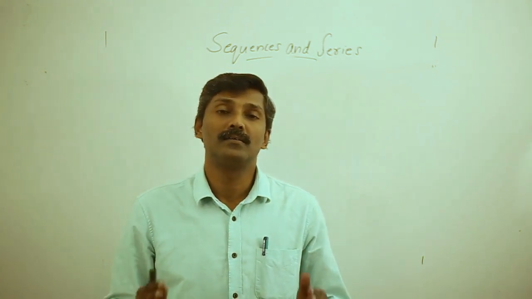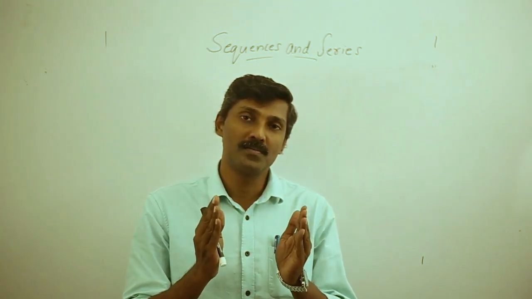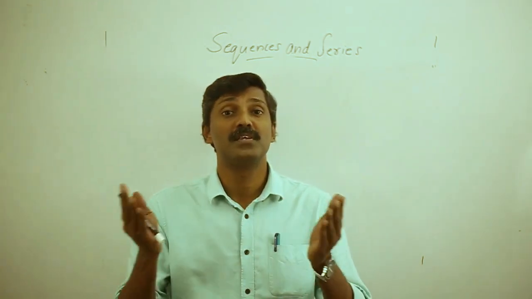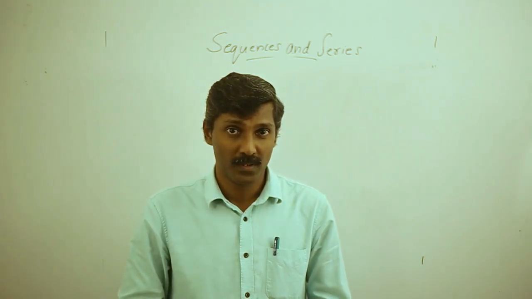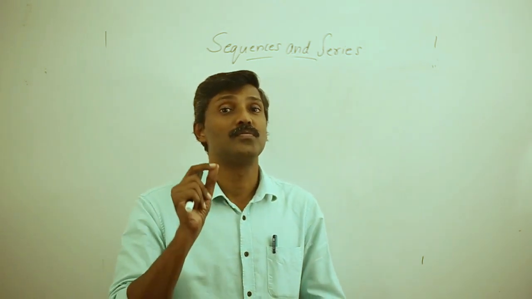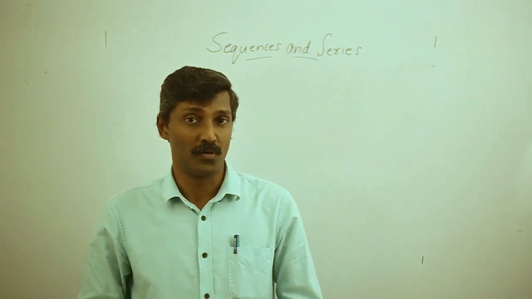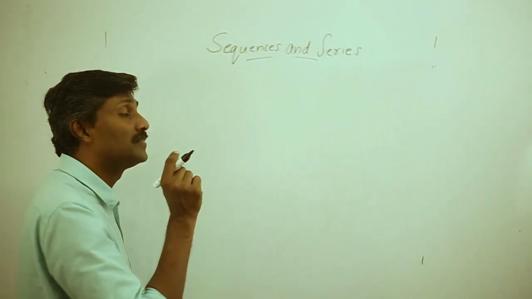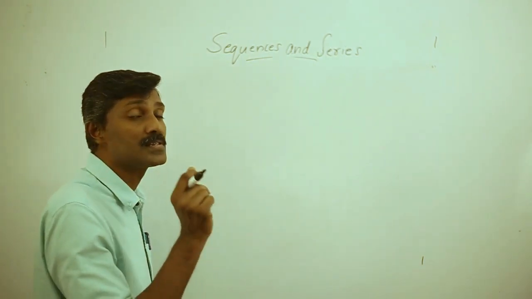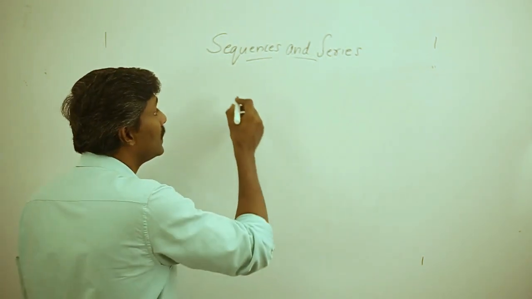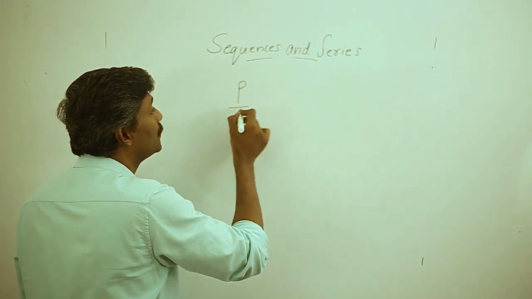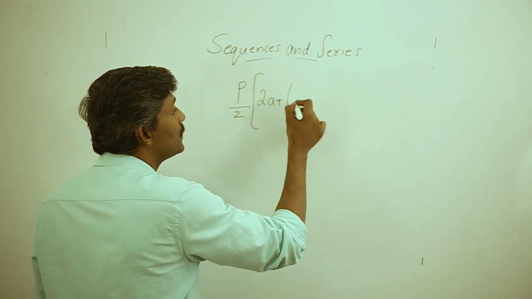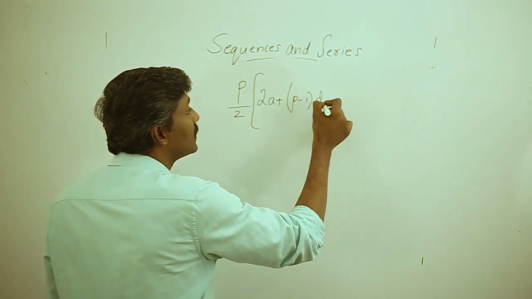We are given that the sum of the first P terms of an AP is equal to the sum of the first Q terms of the AP, and we are asked to find out the sum of the P plus Q terms of the AP. I repeat, it is given that the sum of the first P terms, what is the sum of the first P terms? It is nothing but P by 2 into 2A plus P minus 1 into D. Is that clear to you?